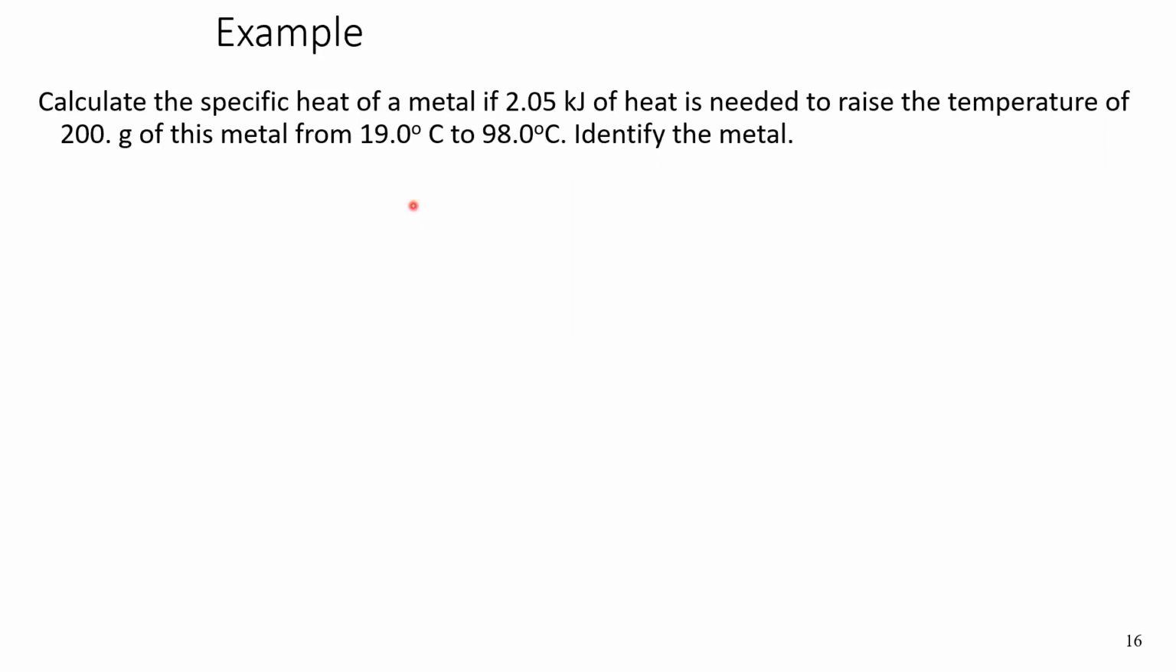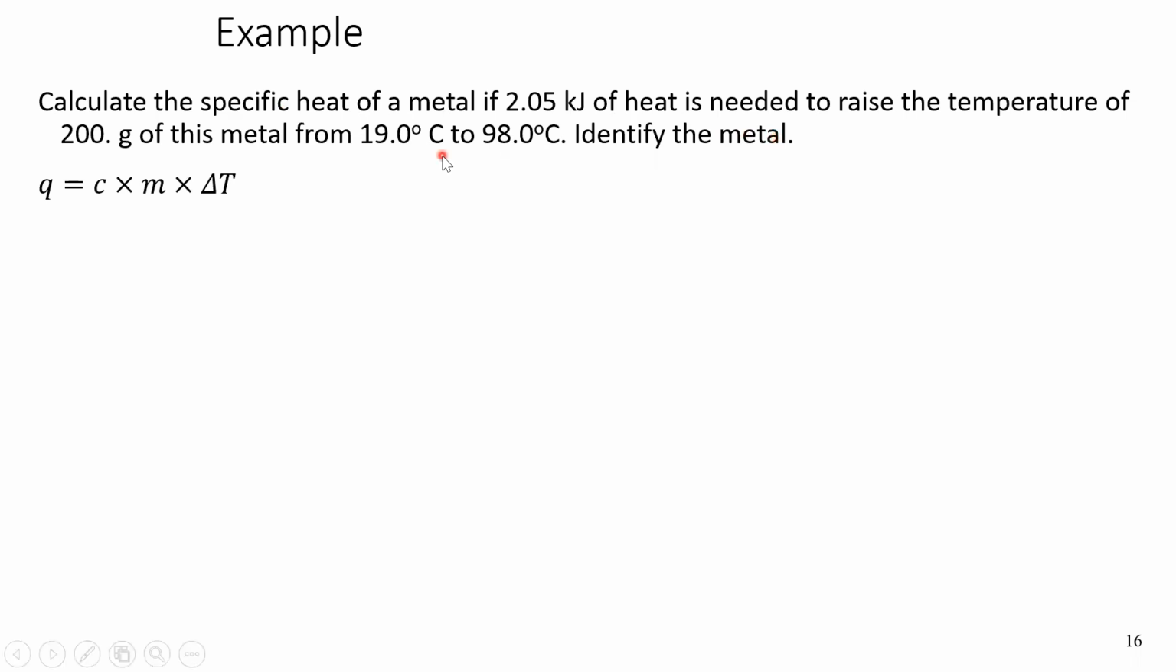Now, we want to calculate the specific heat. It says calculate the specific heat of a metal if 2.05 kilojoules of heat, and that unit's going to have to be changed to joules, is needed to raise the temperature of 200 grams from 19 to 98. Don't worry about identifying the metal yet. So you've got your equation.